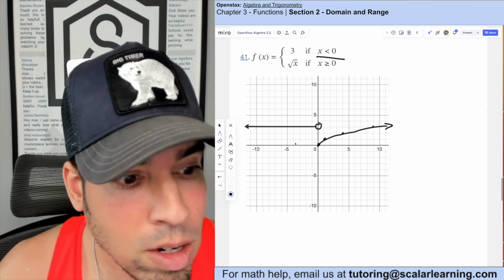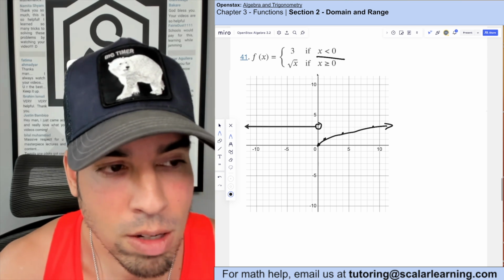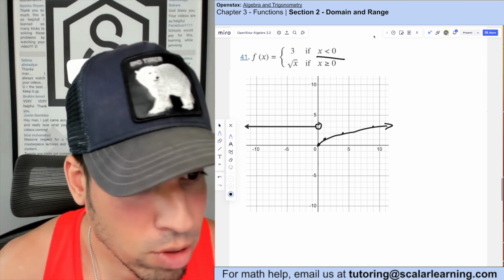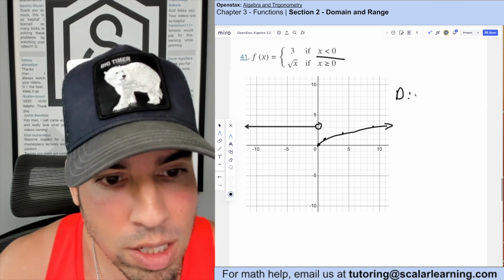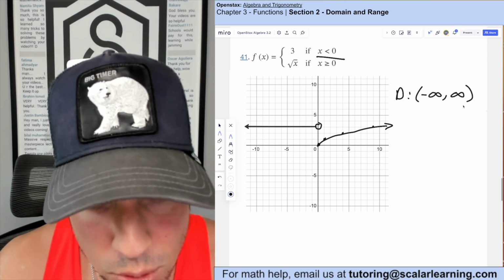And for the domain, once again, I don't see any breaks, right? We can plug in any value for x and we'll have a corresponding function value. So once again, my domain is all real numbers, negative infinity to infinity, boom, done.